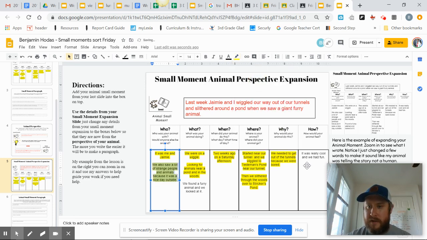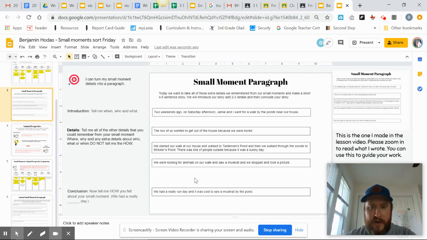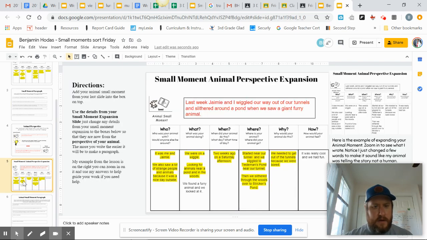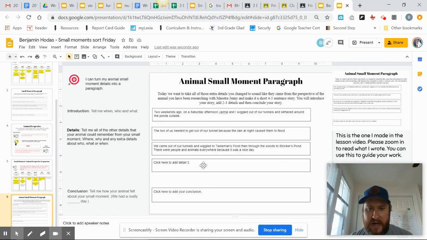Look at that. Two details left. So let's see what this one was. Our final detail in our small moment paragraph was, We were looking for animals on our walk and saw a muskrat, and we stopped and took a picture. When we changed that to the animal's perspective, we're thinking about this from like we're a worm, remember? We found a furry animal and we looked at it. All right? So we want to think of a way to say that in our paragraph here.